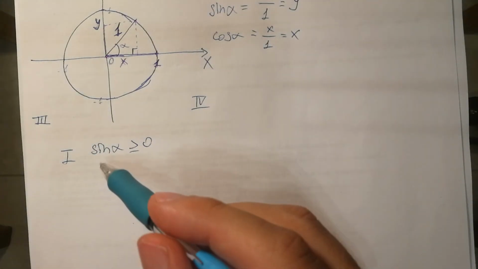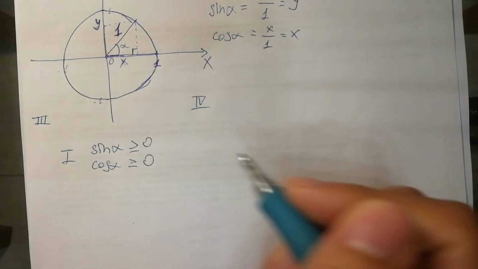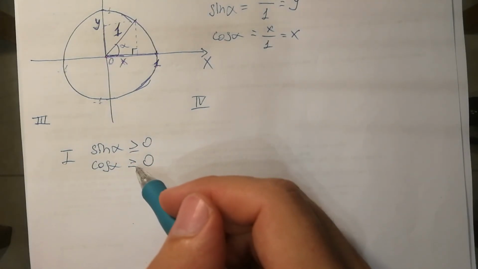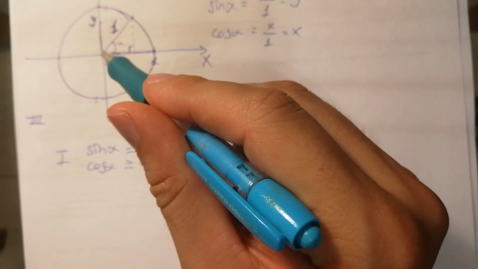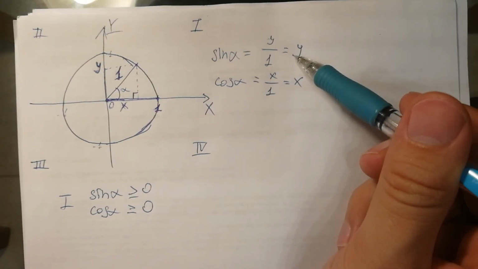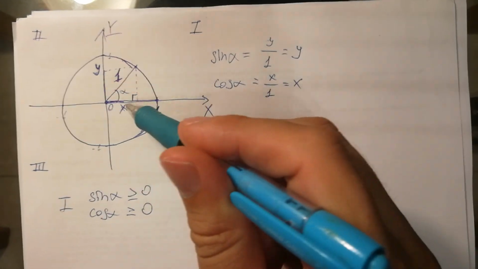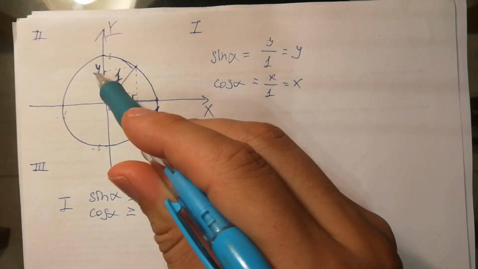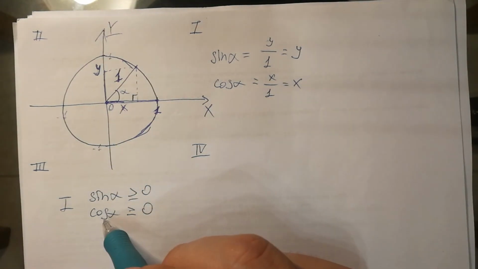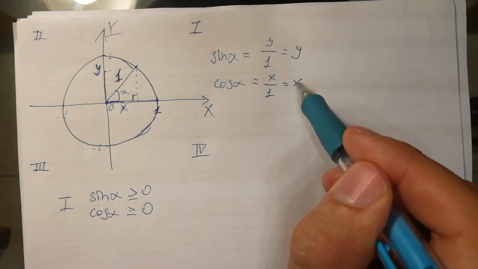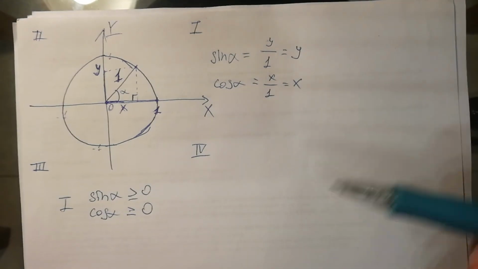For the cosine alpha it will be the same situation, equal to 0 or more than 0, because sinus alpha is just y, and in the first quarter it should always be positive, and for cosine alpha this is just x, and in the first quarter this is always positive.